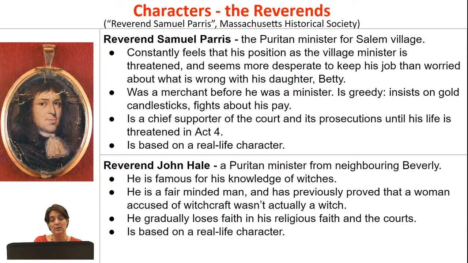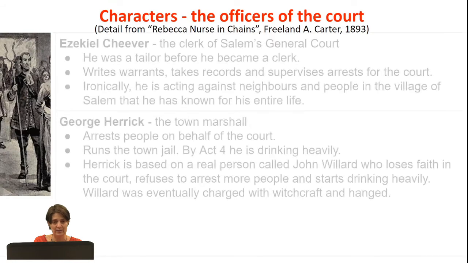Reverend John Hale is a Puritan minister from the neighboring village of Beverly. He's famous because of his knowledge of witches, which he's studied in detail. He's presented as a fair-minded man who maintains his integrity throughout. He had actually previously proved that a woman in Beverly who'd been accused of witchcraft wasn't even a witch. And from that we can tell that he's not absolutely determined to prove that as many people were witches as he possibly could. He was genuinely looking for the facts as he understood them. And as the play progresses, he gradually loses faith in his religious faith and in the courts. And he too was based on a real-life character.